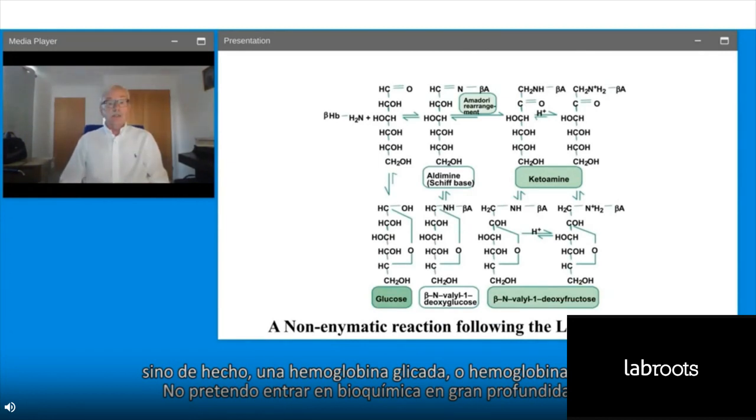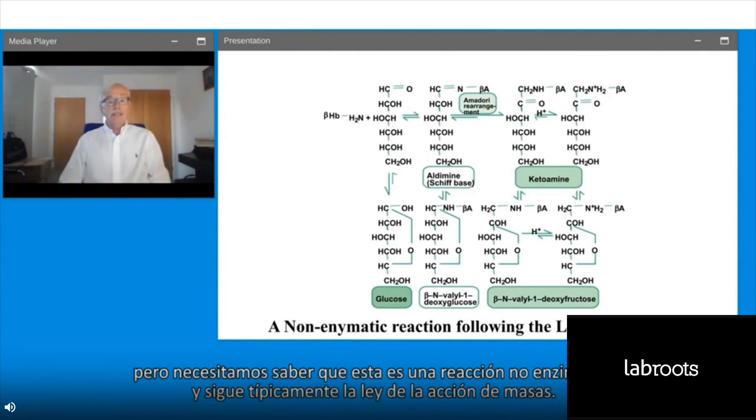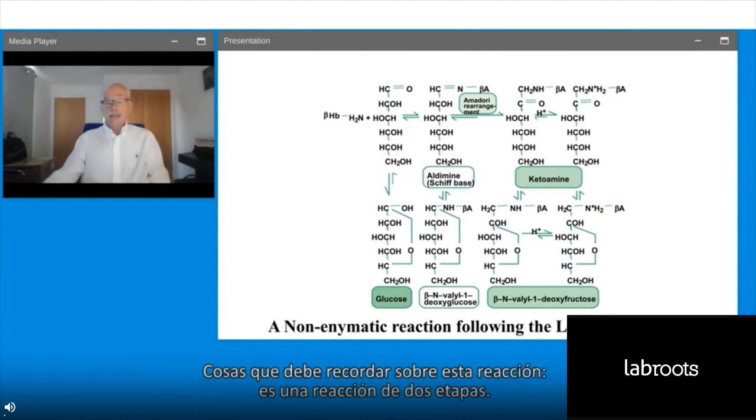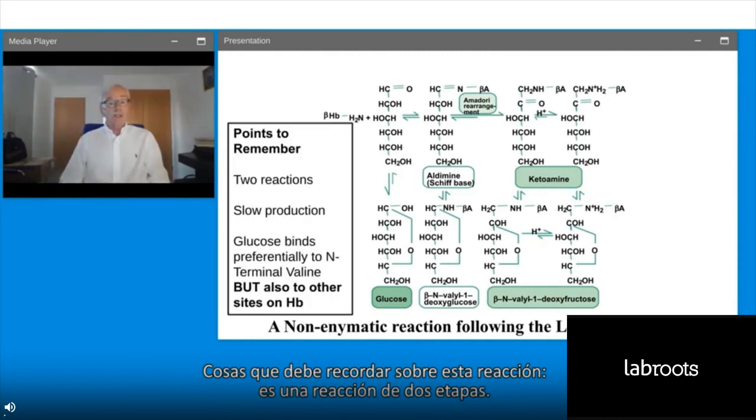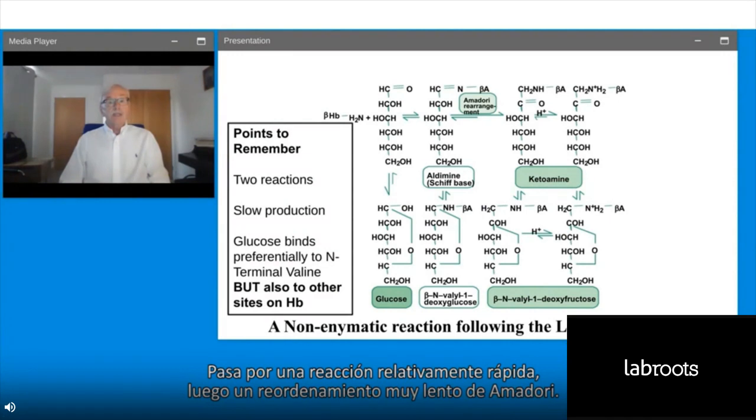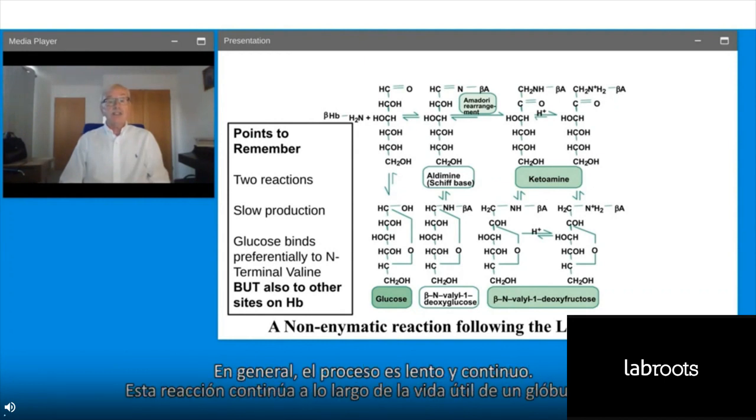I don't intend to go into biochemistry in any great depth, but we need to know that this is a non-enzymatic reaction and follows typically the law of mass action. Things to remember about this reaction: it's a two-stage reaction. It goes through a relatively quick reaction, then a very slow Amadori rearrangement. Overall, the process is slow and continuous. This reaction continues throughout the lifespan of a red cell.